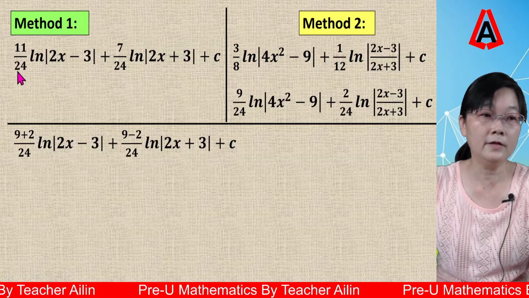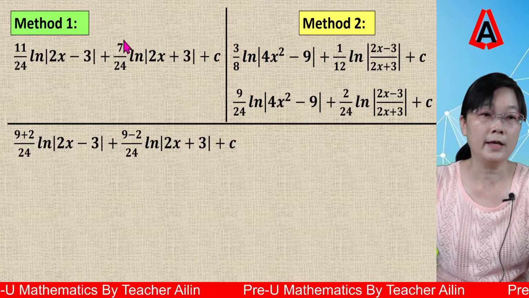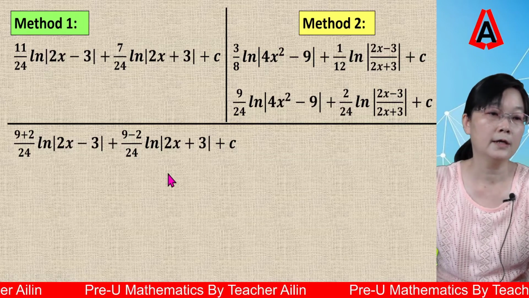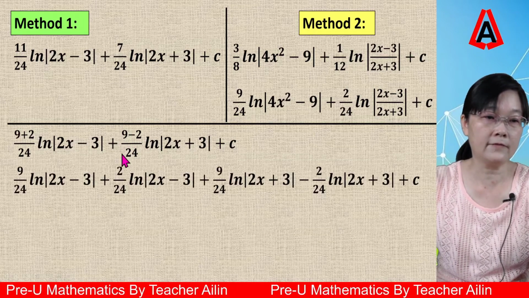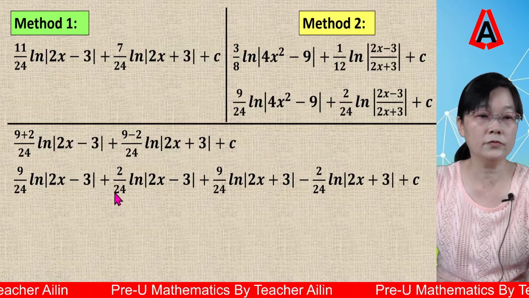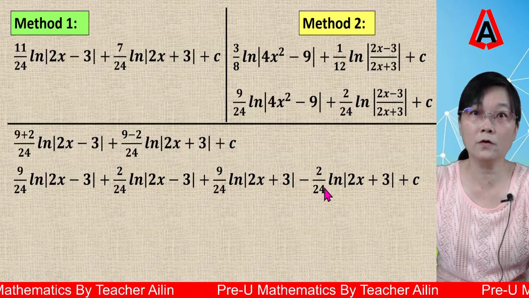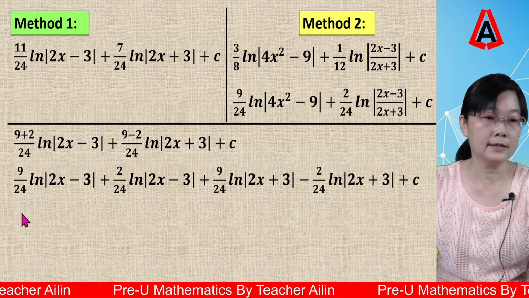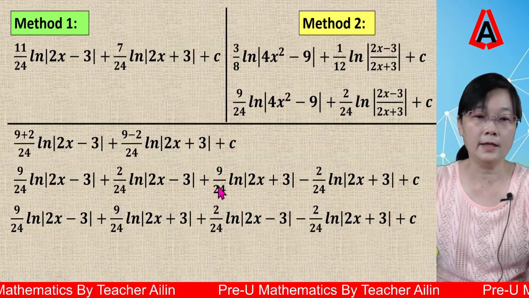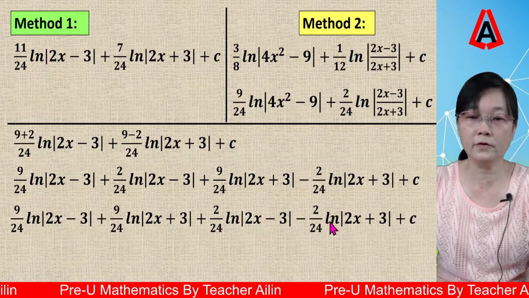So 11 over 24, I can separate becomes 9 plus 2. And 7, I can change becomes 9 minus 2. Then after that, I separate this fraction becomes 9 over 24 plus 2 over 24 and 9 over 24 minus 2 over 24. Now I take the term with the same coefficient, that is 9 over 24 and 9 over 24. Here, this one 2 over 24 with 2 over 24.